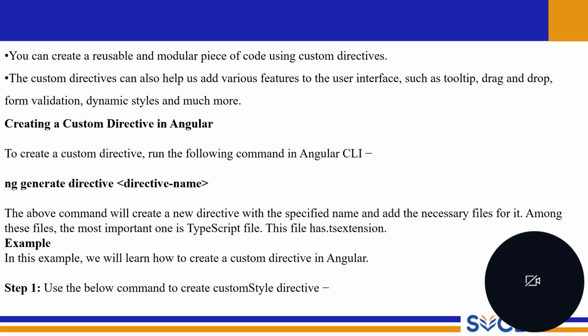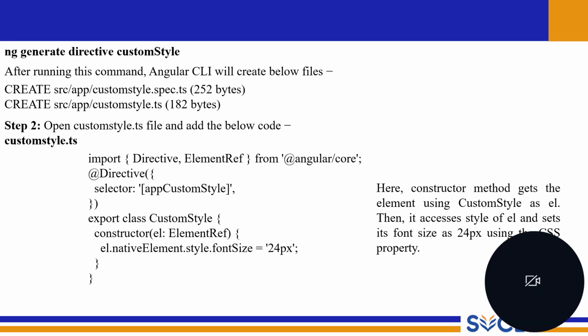So here you have to create a custom directive in Angular by using this command: ng generate directive and then the directive name. In this example, we will learn how to create a custom directive in Angular. In step 1, you have to give this command to create the style directive. In step 2, you have to give the custom style.ts. Here the custom method gets the element using the custom style. Then it accesses the style of el and sets the font size as 24px using the CSS property.